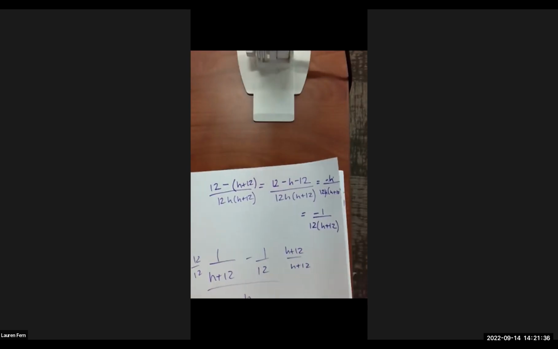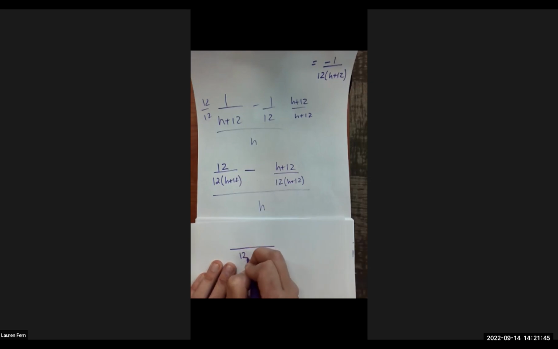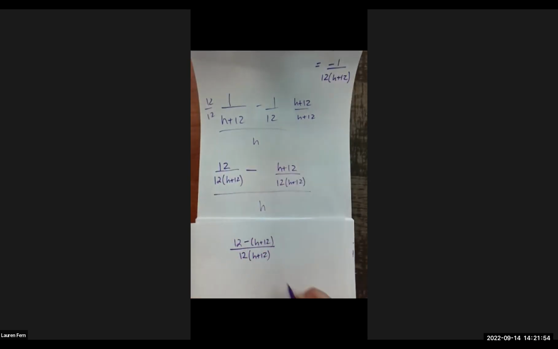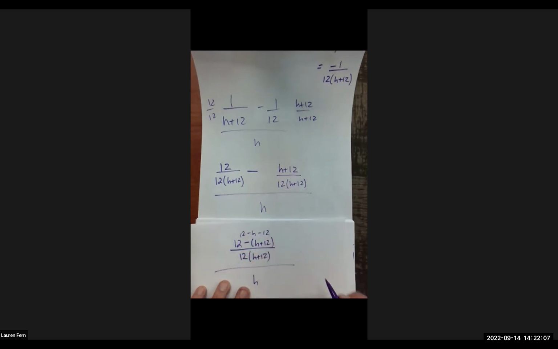So do you agree this fellow becomes 12 over 12 times h plus 12, minus h plus 12 over 12 times h plus 12, all over h. Okay. Well, let's keep going. Oh boy, we have a common denominator in our numerator, so we can put it over one fraction. I have in my numerator 12 minus h plus 12, and then that whole thing is over h. Okay. Well, we still need to get this cleaned up, right? So do you agree we would distribute the negative throughout our parentheses? So I'd have negative h over 12 times h plus 12, over h.